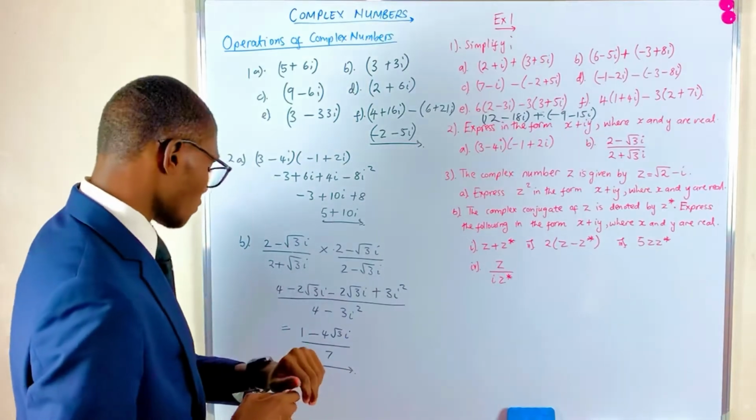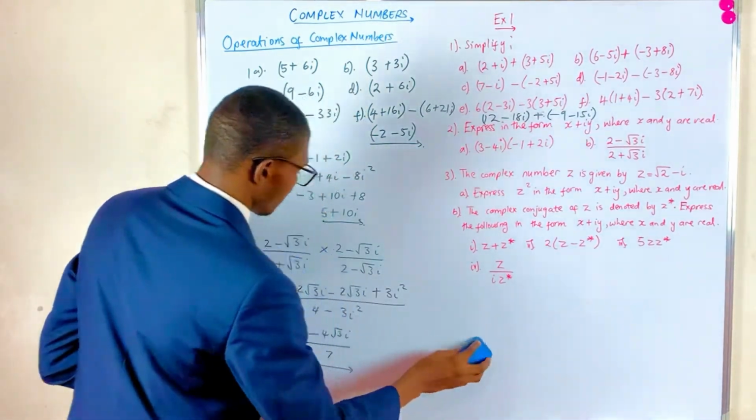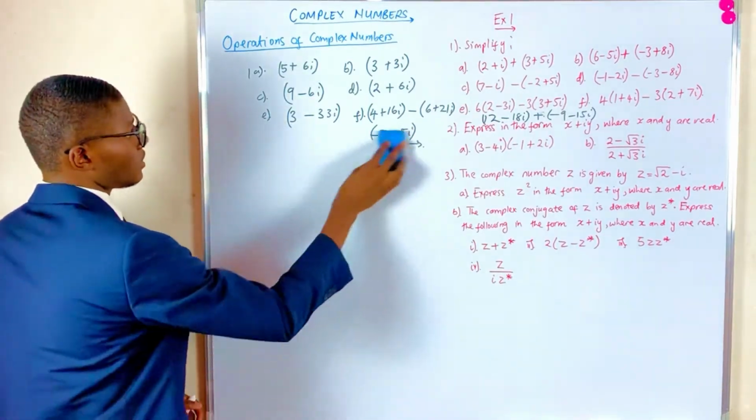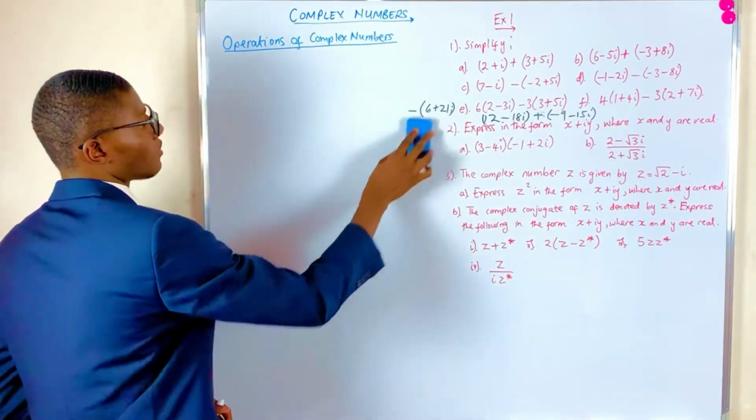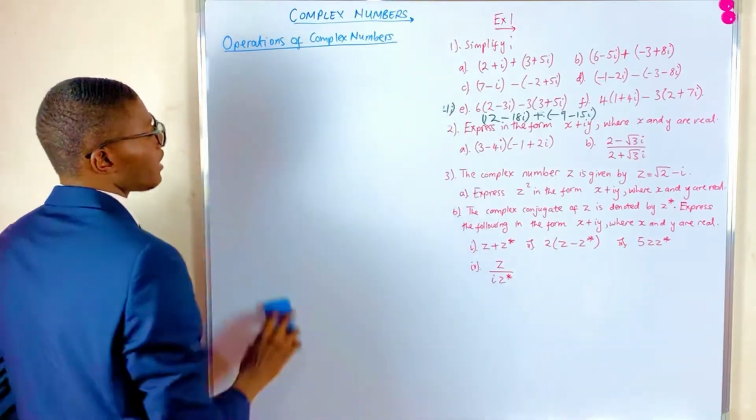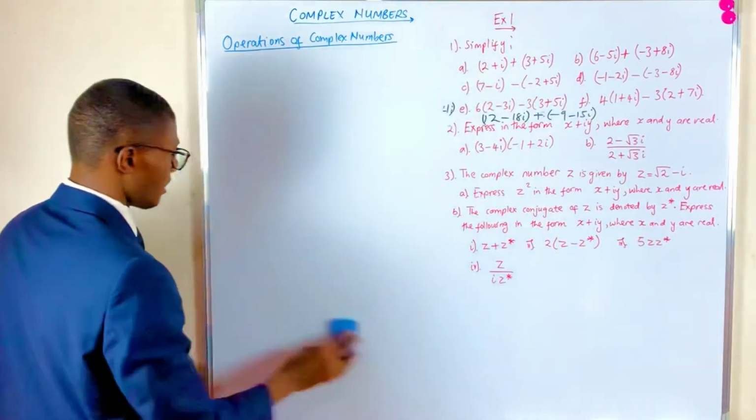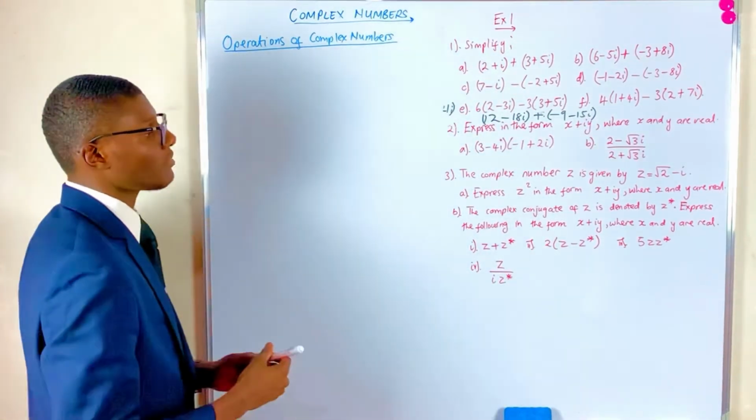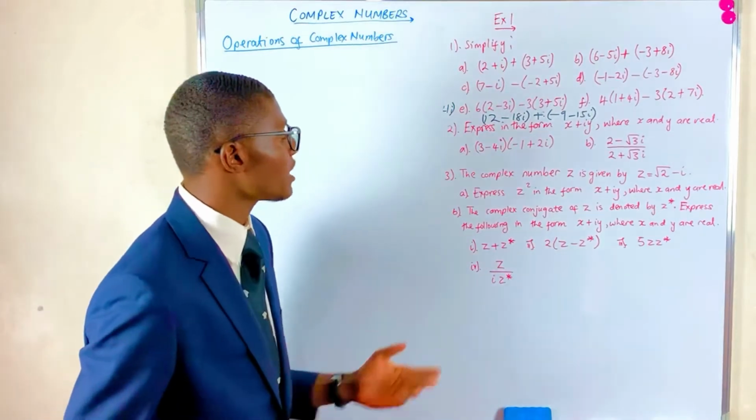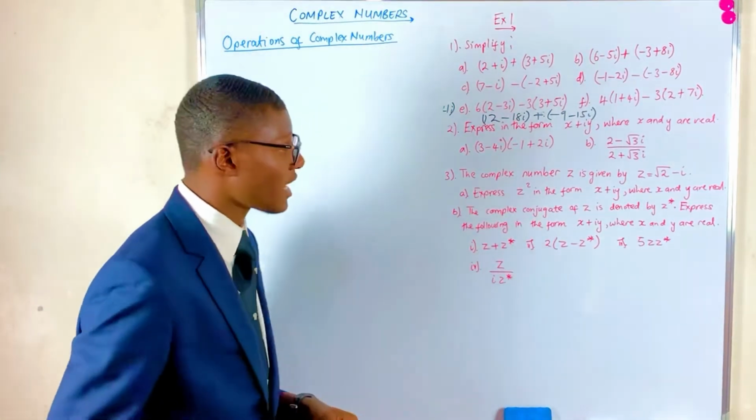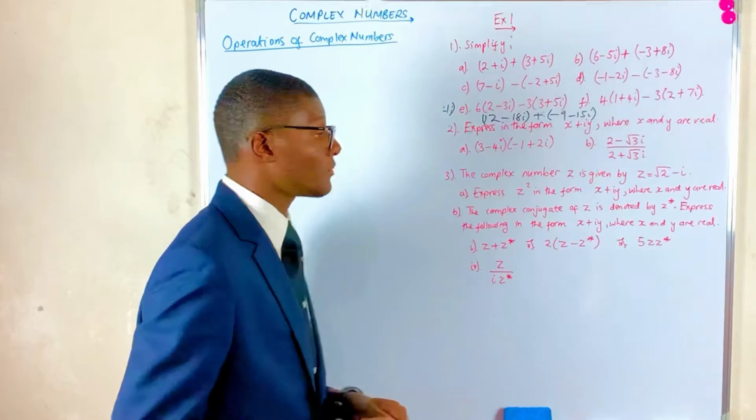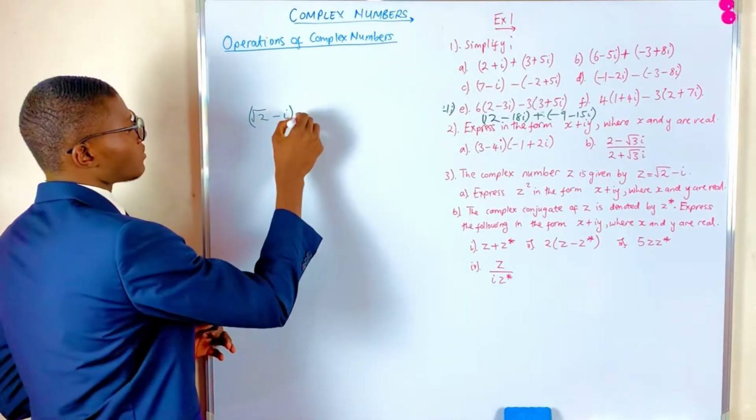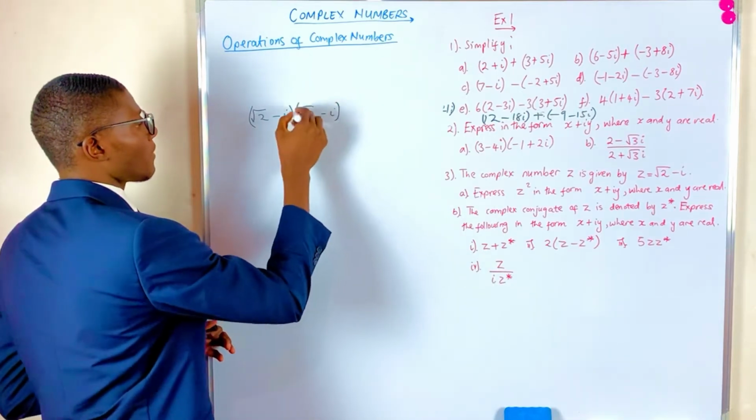Then now we shall move on to look at number 3. So allow me to erase this. Okay, so now looking at number 3. Number 3 says the complex conjugate z is given by root 2 minus i. Express z squared in the form x plus iy, where x and y are real. So we're saying root 2 minus i times root 2 minus i, right?